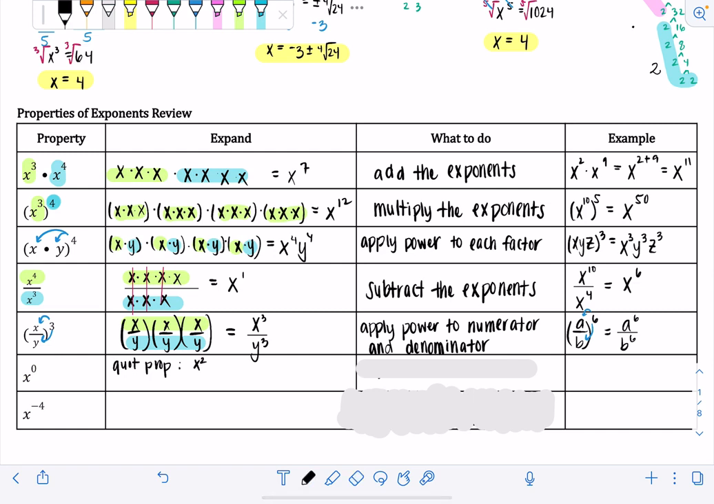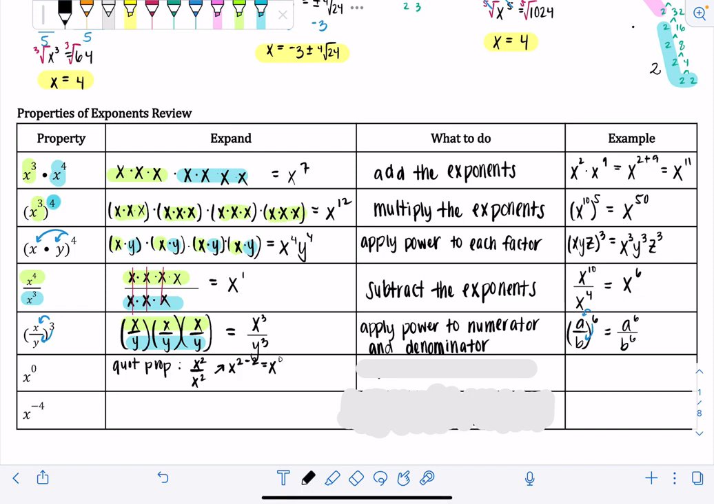So let's say I have x squared over x squared. If I were to use the shortcut for the quotient property, that would tell me that I need to subtract the exponents. So it'd be x to the 2 minus 2, which is x to the 0. So that's what we're dealing with.